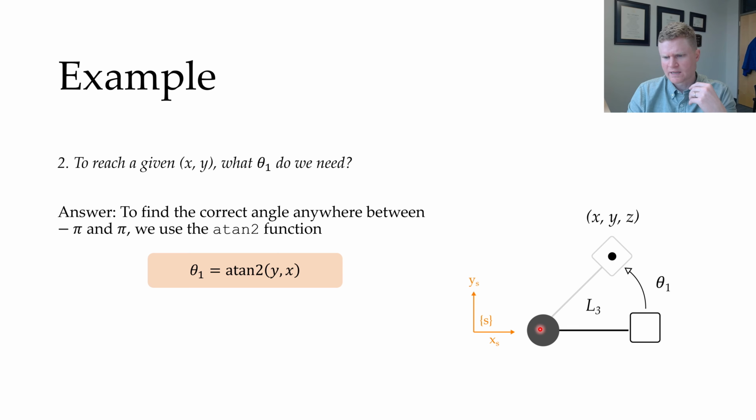So one side of this triangle, that's going to be my x position. The other side of the triangle, that's going to be my y position. So I've got x units over, y units up. The hypotenuse is length L3, so I can just use y comma x right here, and that'll give me this angle theta 1 anywhere between 0 and 360 degrees, or negative pi and pi. So it'll give me a value for that no matter where I am for this joint.